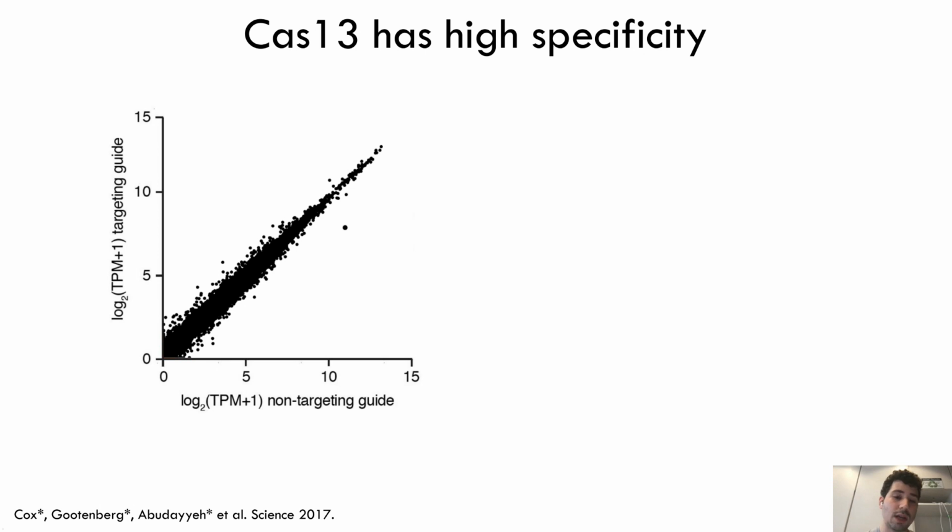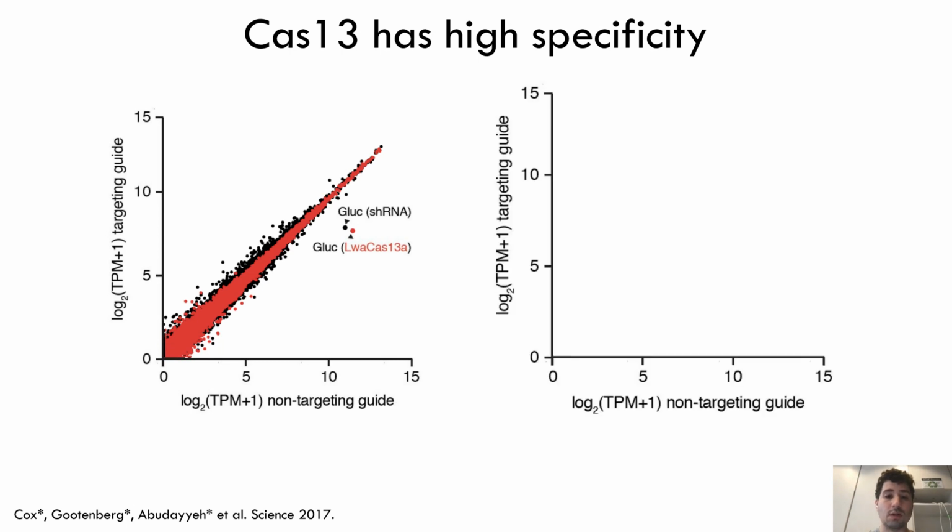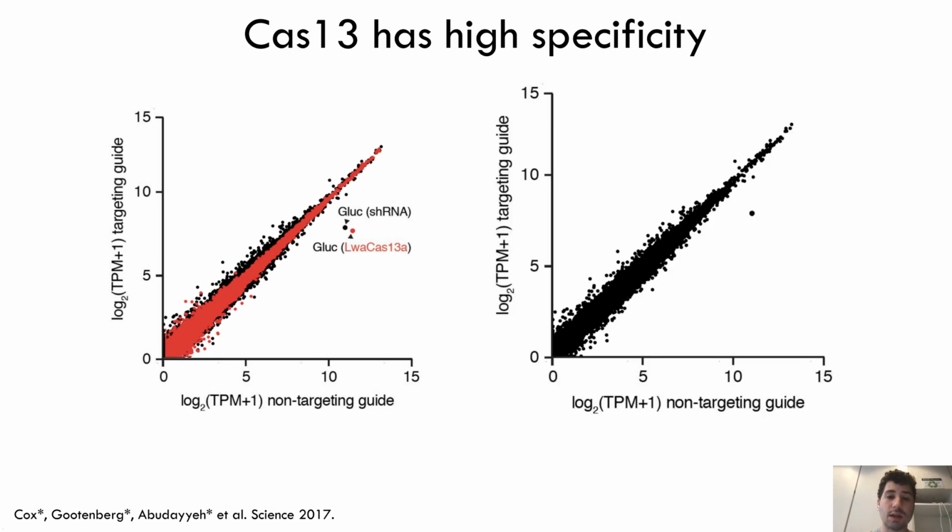However, if you take the Cas13a and overlay it, you can see it's a much tighter distribution. And that small dot off to the lower right is the Gaussian luciferase being knocked down. So it's a much more precise enzyme, at least in these cells. And this is true for multiple Cas13s. If we do the same experiment with the Cas13b from PSP, you can see that we have a similar level of specificity.